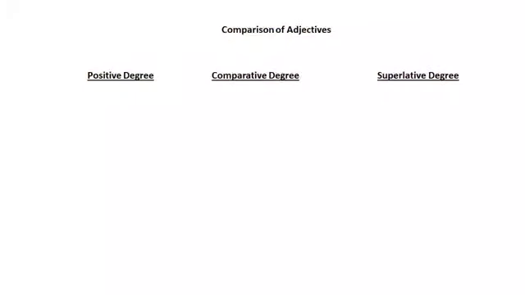Today we're going to talk about adjectives, and we've talked about adjectives before, those little words that describe nouns, but today we need to go into a little bit more detail. We need to talk about something called comparison of adjectives. You're going to want to set up 3 columns for something called positive degree, comparative degree, and superlative degree.